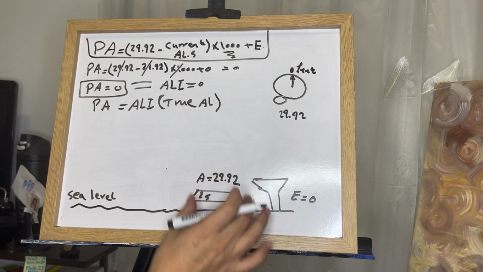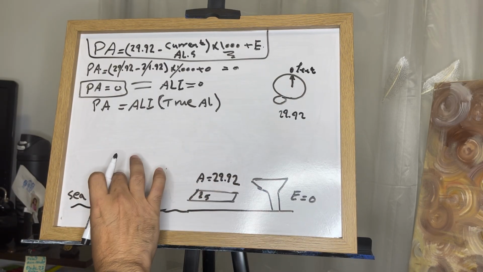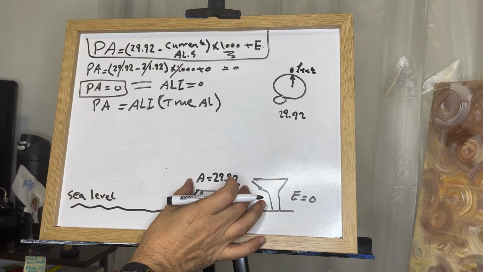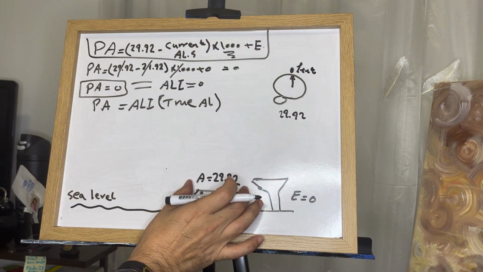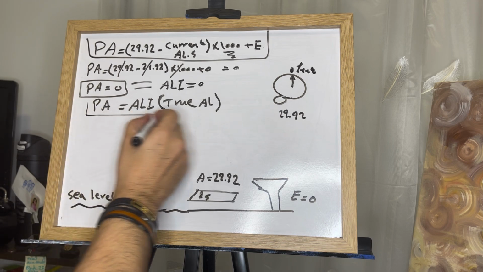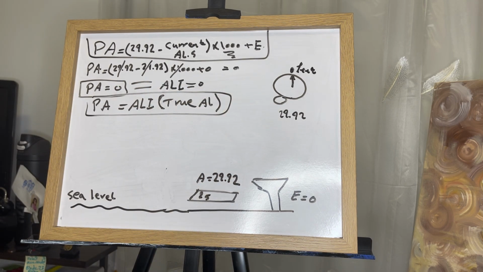When we are in standard atmospheric pressure at sea level, local pressure is equal to 29.92. That means we are at standard atmospheric pressure. So that is why the pressure altitude equals the altitude.